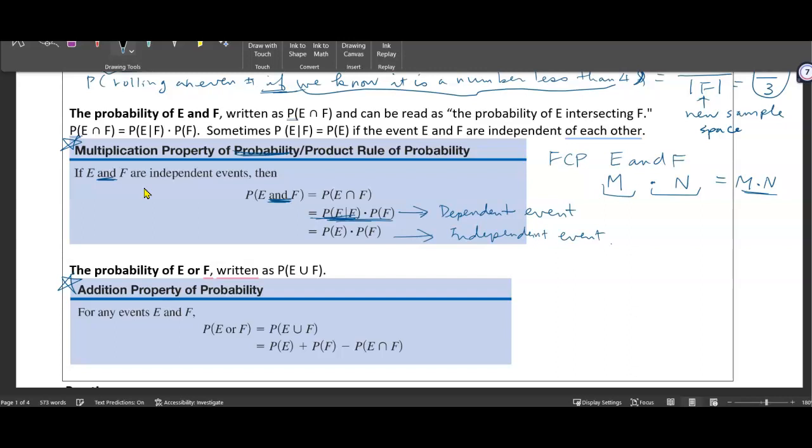Depending on whether it's dependent or independent, this part is very similar to the fundamental counting principle, except it's for probability, right? The only part that is kind of hard to understand is the dependent one. The dependent one is when your sample space or your denominator got changed, so your denominator is no longer the same number. That one we need to practice, and hopefully we'll get better at it.